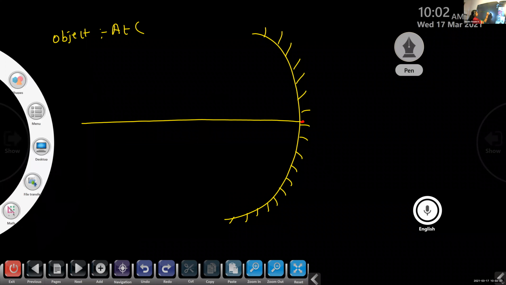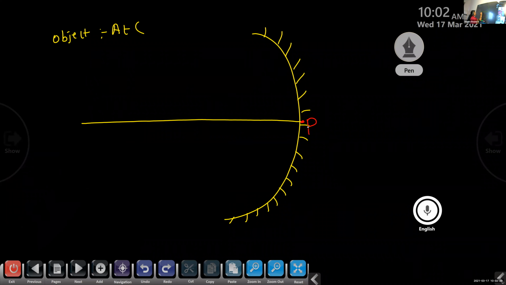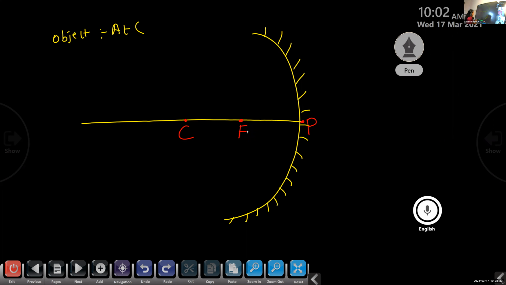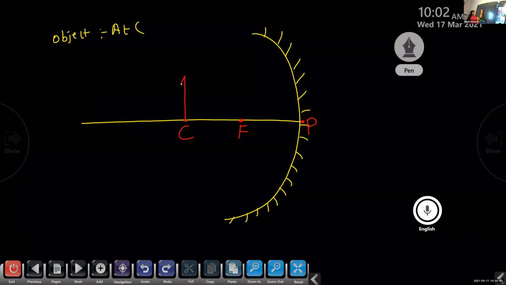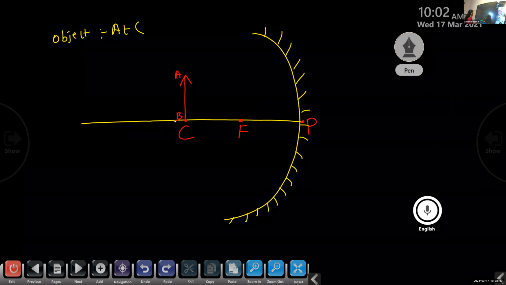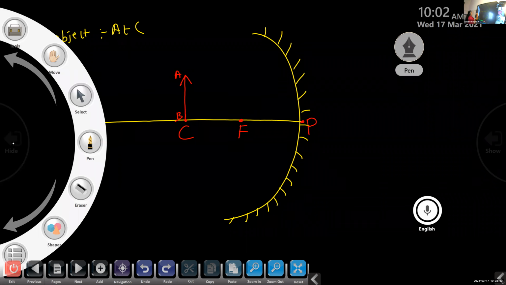Here we have pole. Here we have center of curvature. Here we have principal focus. In the third case, we are placing the object at C, that is here. Now we want at least 2 rays to complete this ray diagram. Okay.